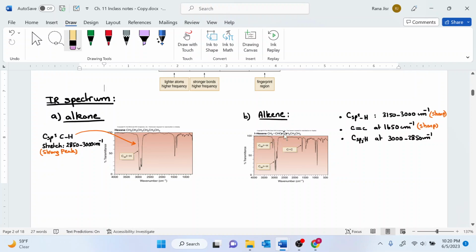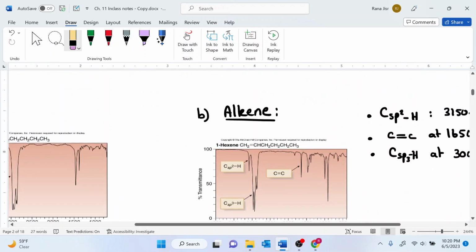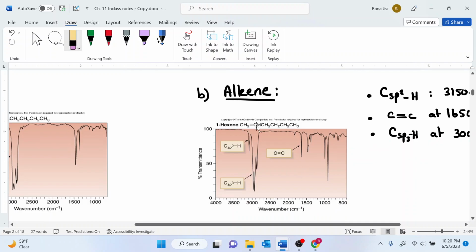For the alkene now, for example, here 1-hexene has sp2 hybrid carbons, and it does have a hydrogen over here that belongs to the sp2, and it does have 2 hydrogens over here that belong to the sp2. So these are carbon sp2 hydrogens. All 3 of them are carbon sp2 hydrogens. These are lighter atoms. So the hydrogen is a lighter atom connected to an sp2 carbon. So I'm expecting this to vibrate at a higher wave number than the carbon sp3 hydrogen.